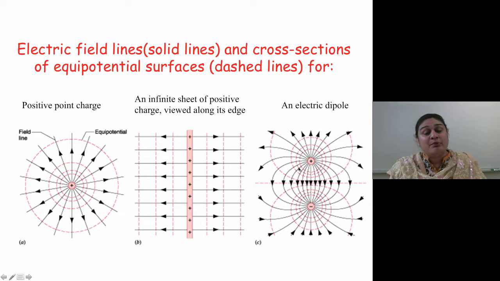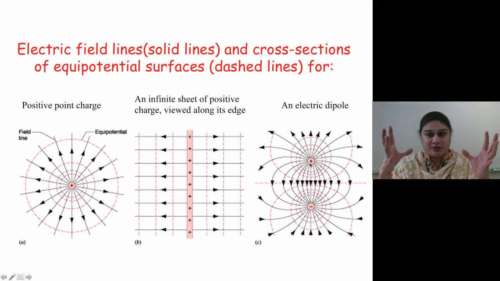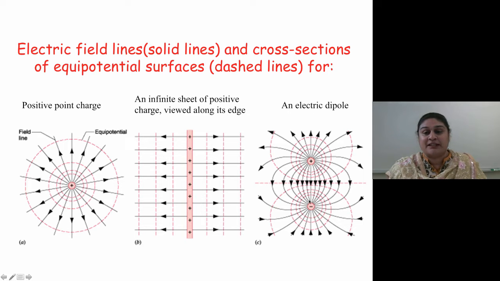For an electrical dipole, it's going to be very interesting because the positive charge will be a source and the negative charge will be a sink. So the electrical field lines are going to be represented as they are in black here, whereas equipotential surfaces are going to be represented by these dashed red lines.